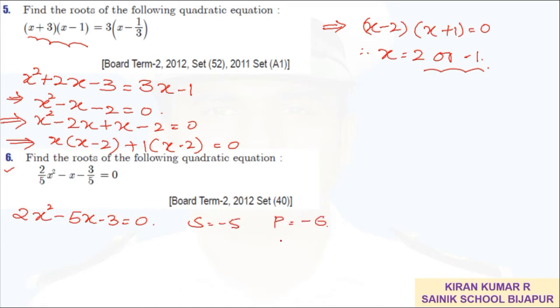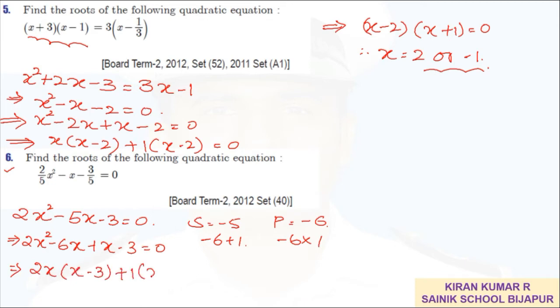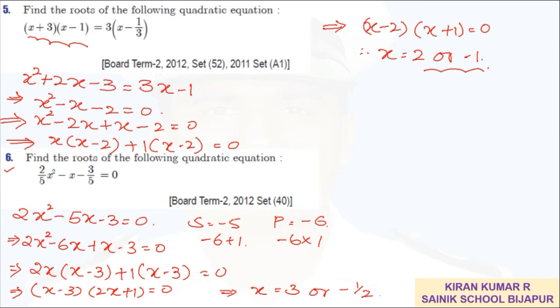It's possible with -6 into 1 and -6 plus 1. Therefore the given equation's middle term I'll write as -6x plus x minus 3 equal to 0. First two terms, 2x common, x minus 3 plus 1 is common, x minus 3 equal to 0. x minus 3 is common into 2x plus 1 equal to 0. Therefore the value of x we get as +3 or -1/2.